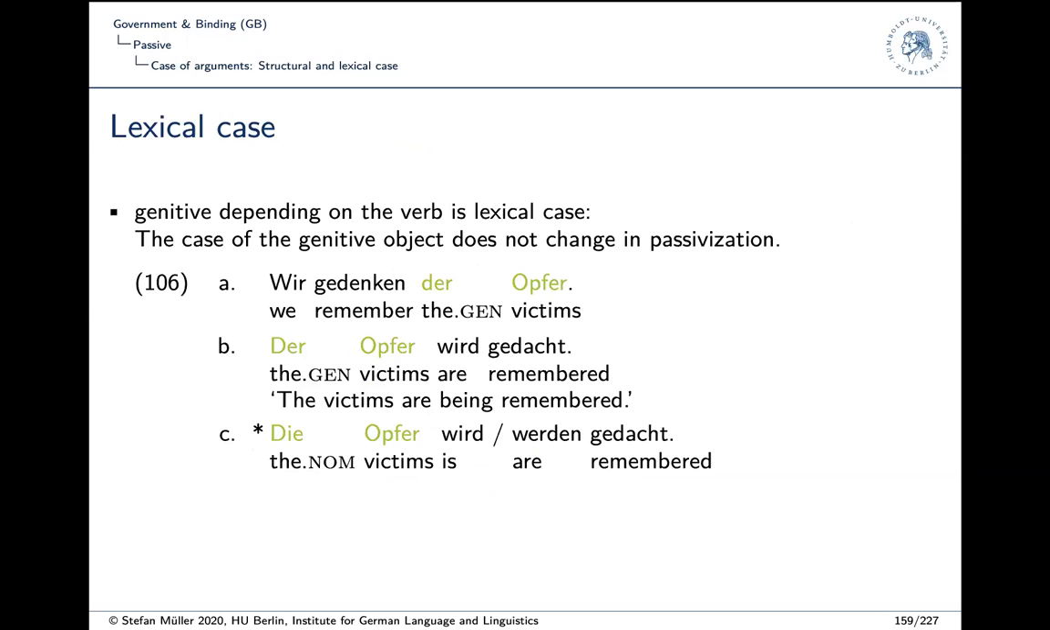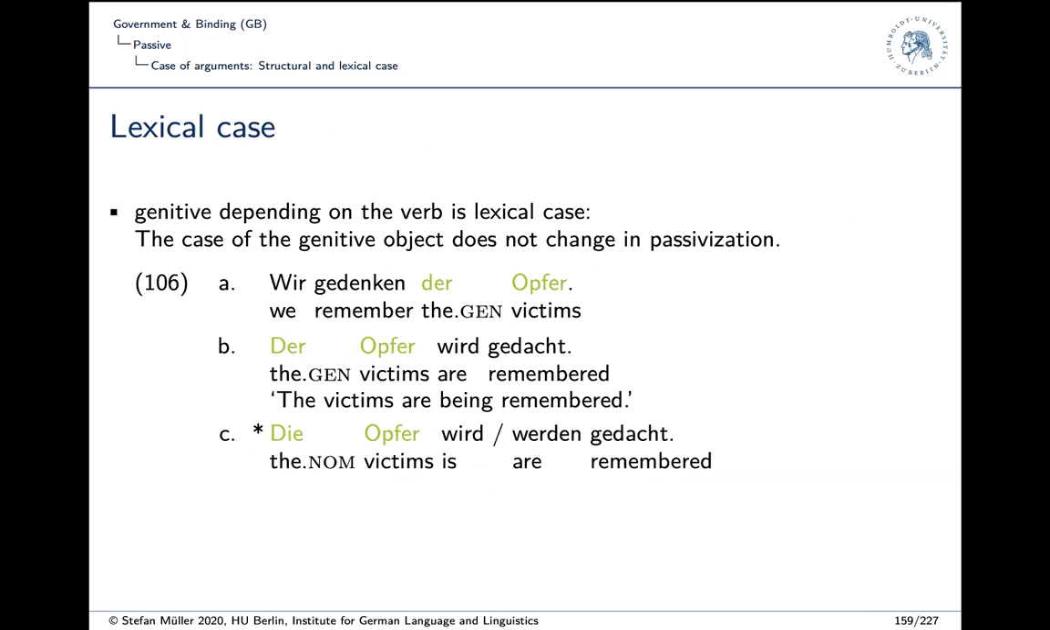Okay, on the other hand, we have lexical case. An example is the genitive that is assigned by verbs to their objects. So 106 is an example, "Wir gedenken der Opfer." Here we have a genitive object.